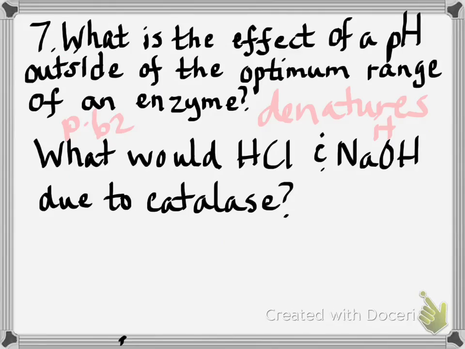So I'm just going to back up to that question. What would acid do to catalase? HCl is acid. Denature it. And what would base, NaOH, do to catalase? Same thing. Denature it. Okay.